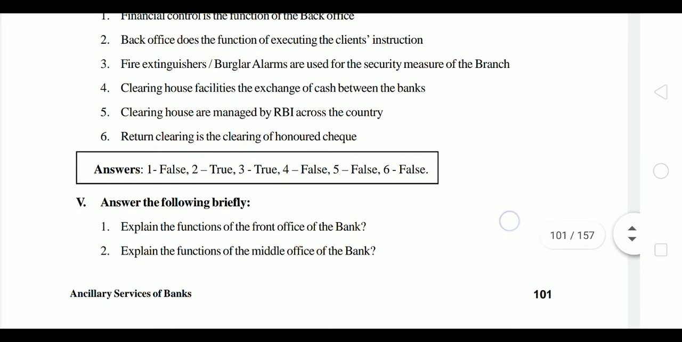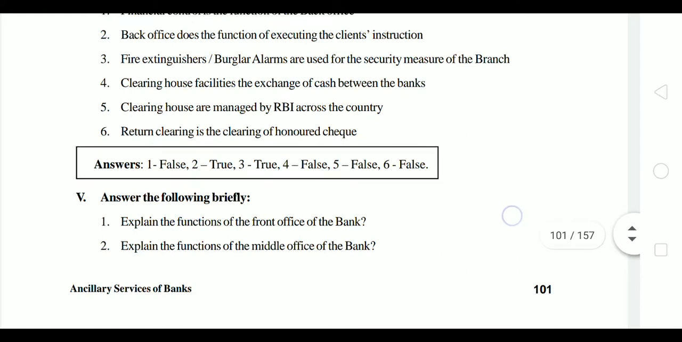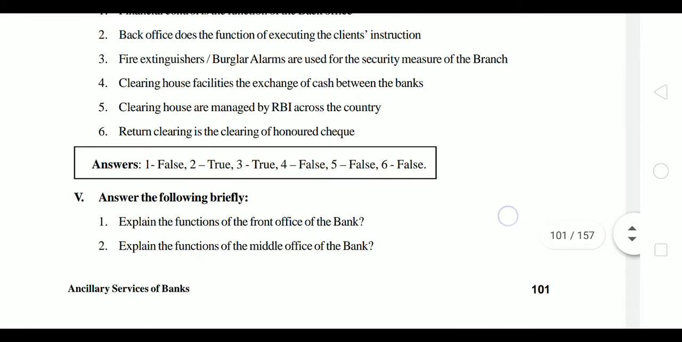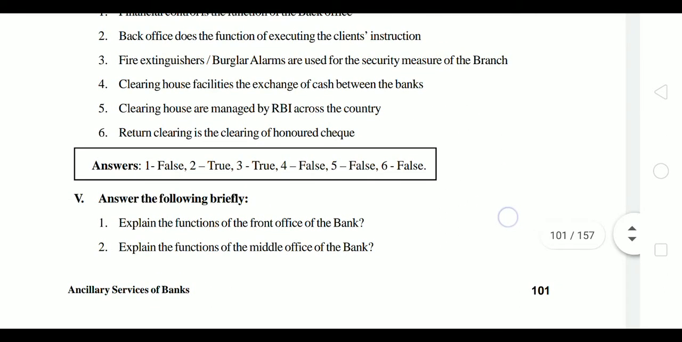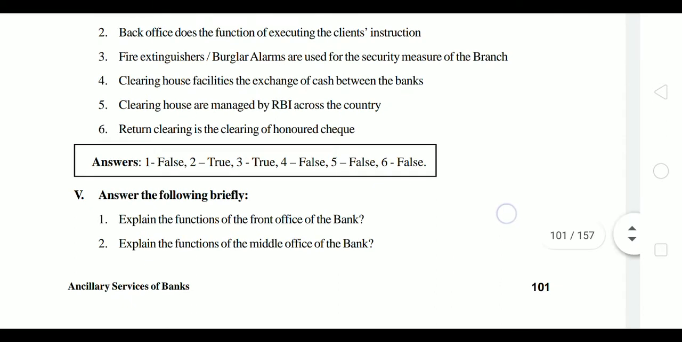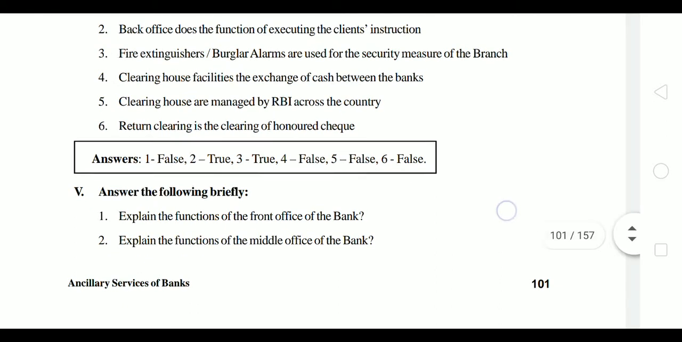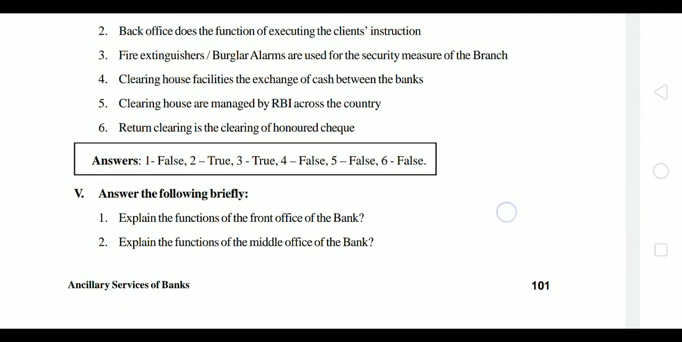Next, clearing houses are arranged by RBI across the country. It is false. Only where the RBI has its office are the clearing houses managed by RBI. Otherwise, they are managed by the State Bank of India. Next, return clearing is the clearing of honored checks. No, false. It is the clearing of dishonored checks.